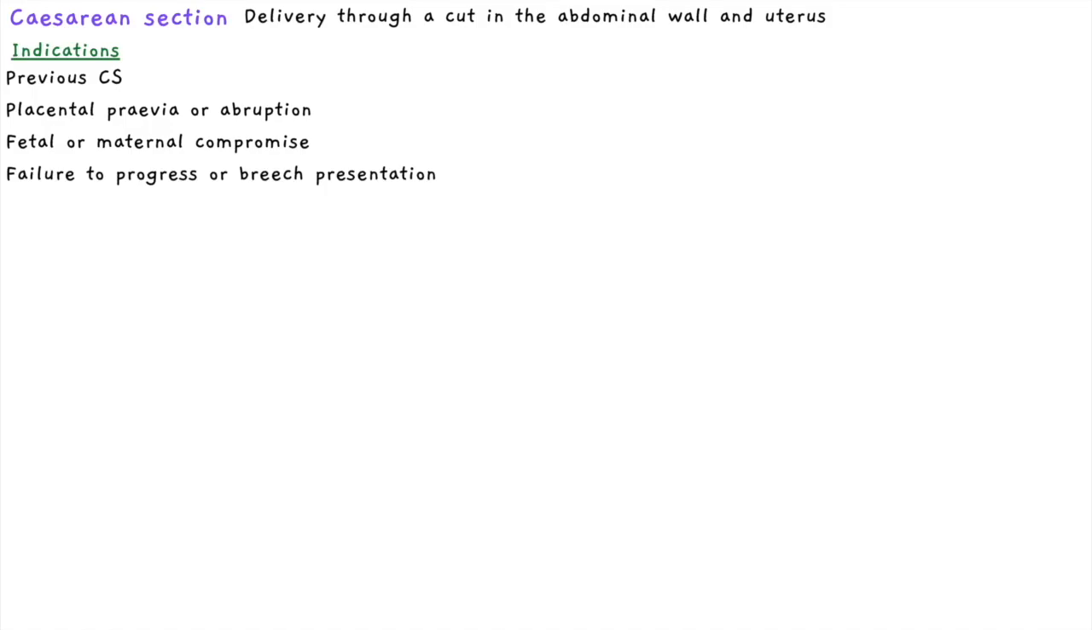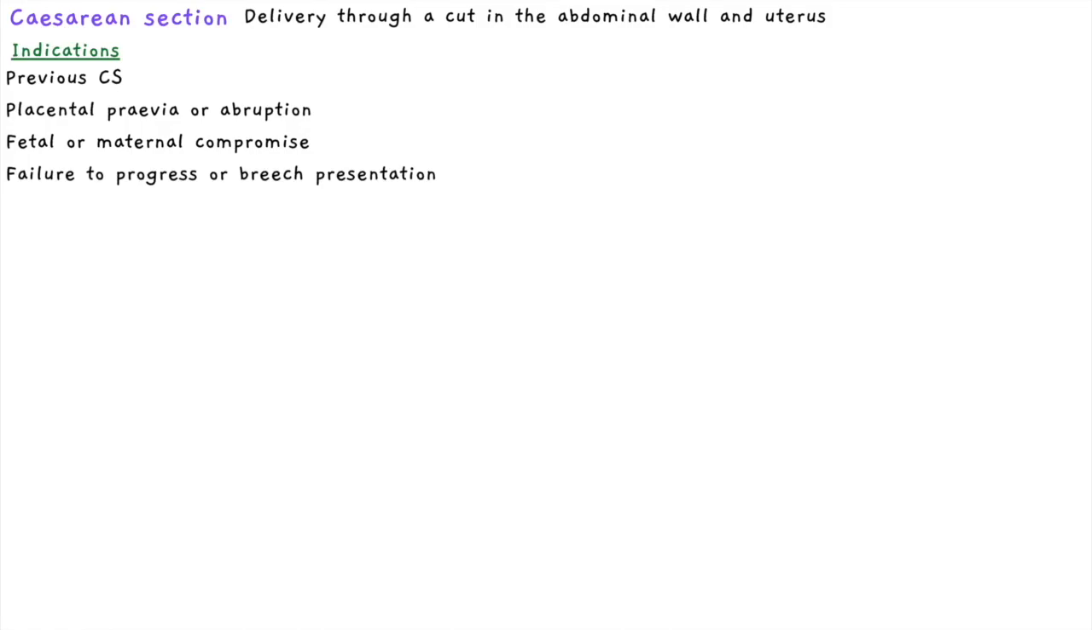Placenta previa or abruption, so if the placenta is too low in the uterus, or fetal or maternal compromise because this is an emergency and you basically want to get the baby out as quickly as possible, and this is achieved through surgery. Similarly, failure to progress or breech presentations are common indications for C-sections.